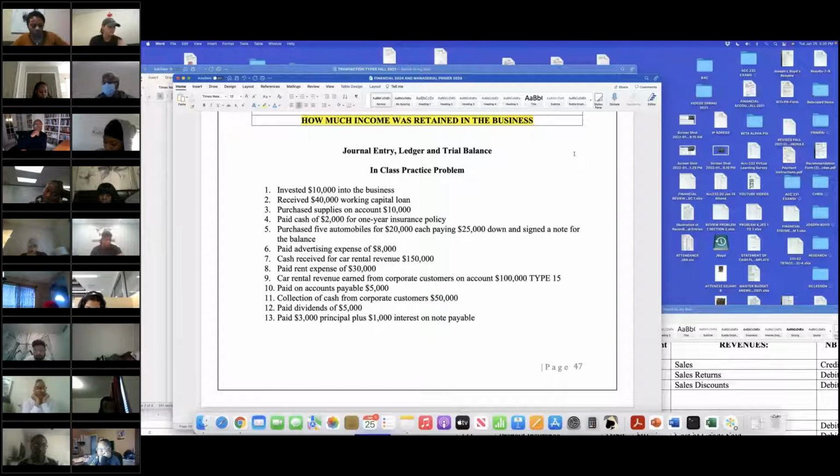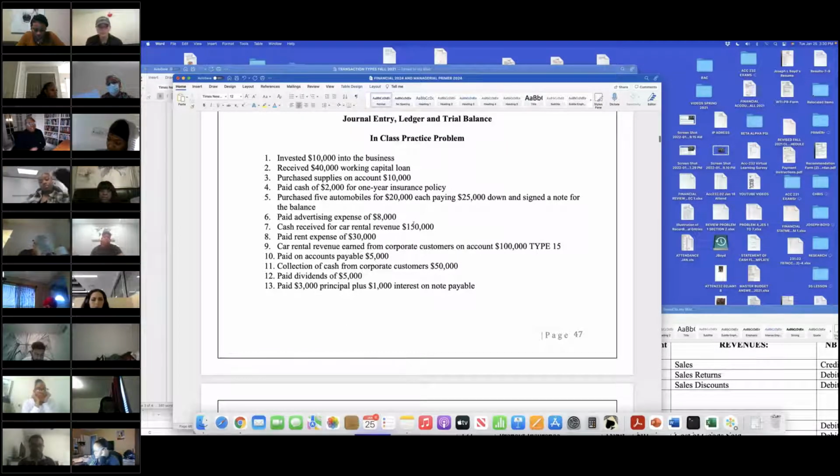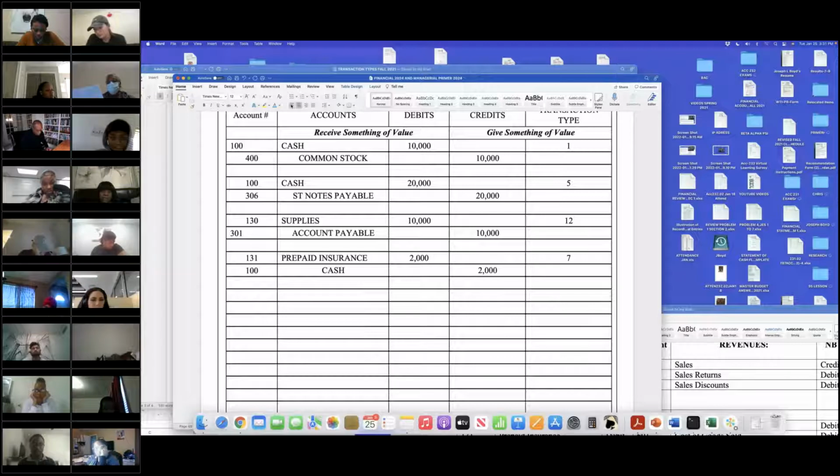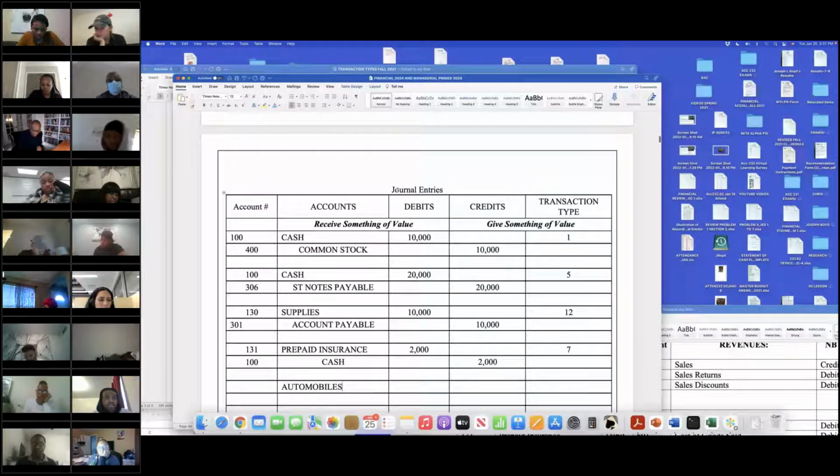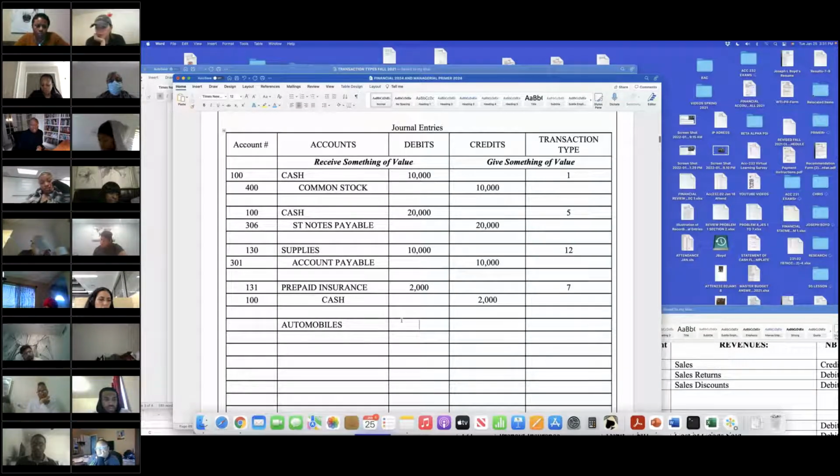So what's happening here? Is that type 7? Okay, we bought 5 automobiles. So let's look at this. We've got a car rental business and we buy 5 automobiles, and they cost $20,000 each. So how much did you pay for the cars? $100,000.